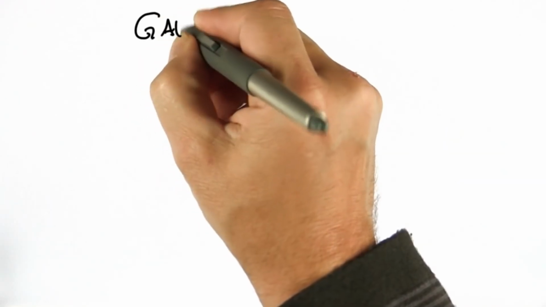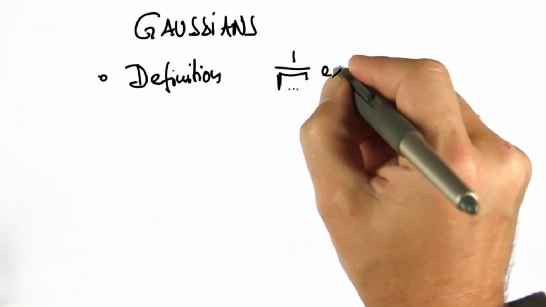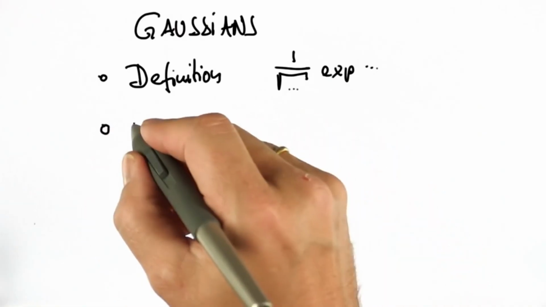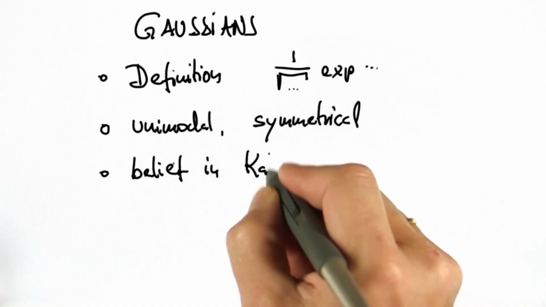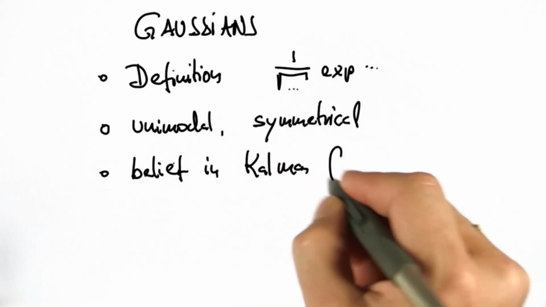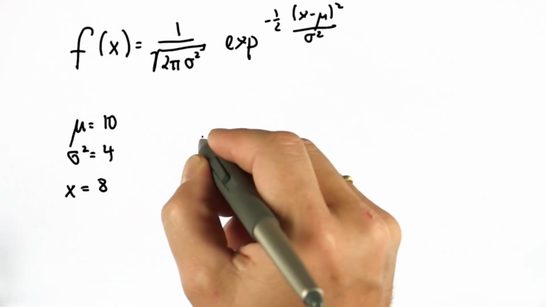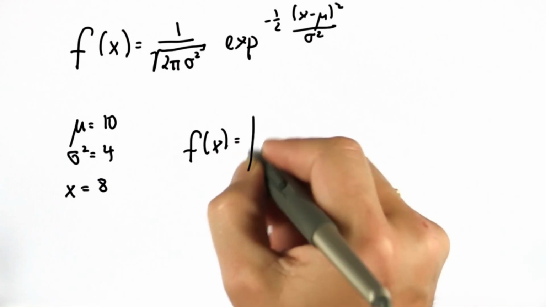So you learned something really important. You learned the definition of a Gaussian. You learned about the fact that these are unimodal distributions. They're also symmetrical. And you learned a little bit about how to use them as a belief in a probabilistic filter. So let's go and program a Gaussian. So let me ask you to calculate the value of f of x. You will need a calculator for this.